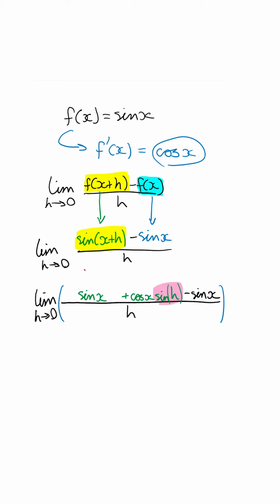Now to look at sine of h, we need to use our knowledge of small angle approximations. So at really small angles, sine of theta is more or less equal to theta. That means as h gets really small, as it tends towards 0, sine of h is more or less equal to h itself. Sine of h becomes effectively h, so we have cos x times h.